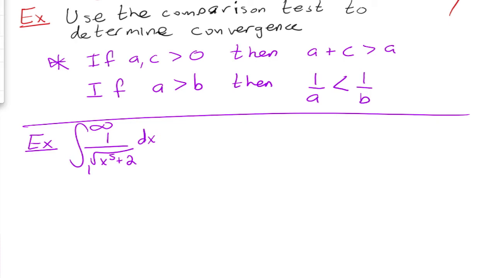So like right here, if you look at this function, it's 1 over the square root of x to the 5th plus 2. You look at it and you grab the dominant term. What's the dominant term? The x to the 5th, right? So let's forget about the 2 for a second. The square root of x to the 5th is the same as x to the 5 halves. So I can maybe compare it to the P integral 1 over x to the 5 halves, which is convergent or divergent? Convergent, because 5 halves is greater than 1. So you suspect that it converges, and you try to use the comparison test.